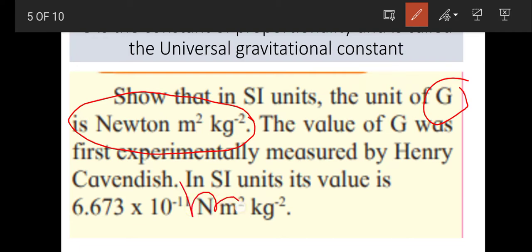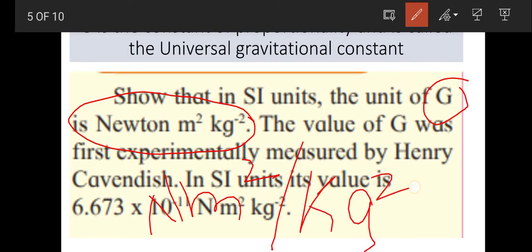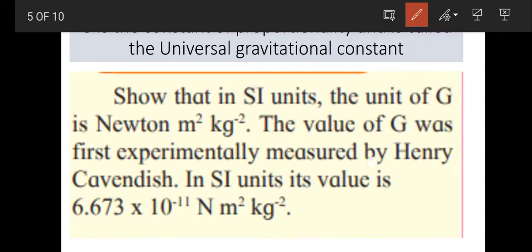Here actually Newton meter square divided by kg square is there, but when the denominator comes to the numerator, it becomes kg minus 2, that means per kg square, that is the reading of that unit. And the value of G was firstly given by the scientist Henry in the SI value.